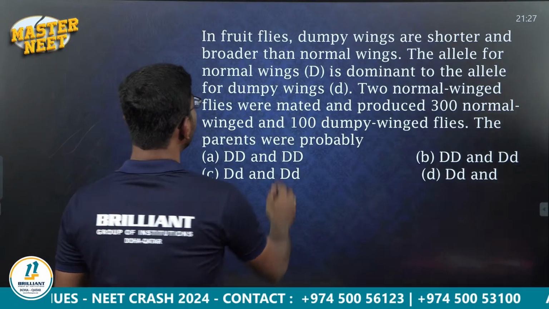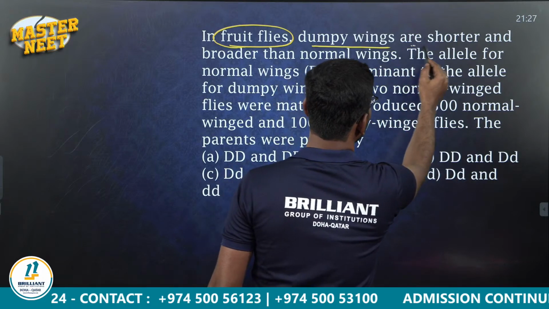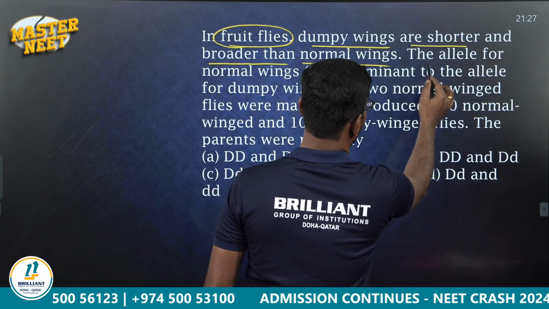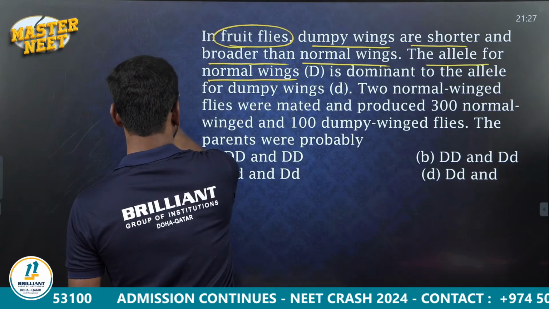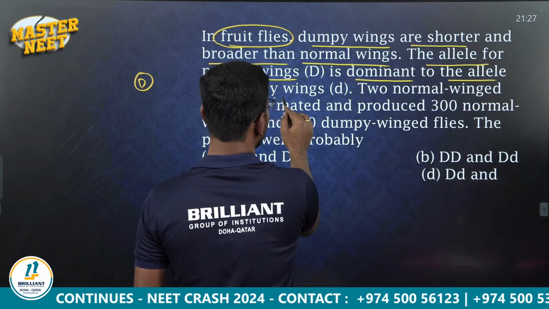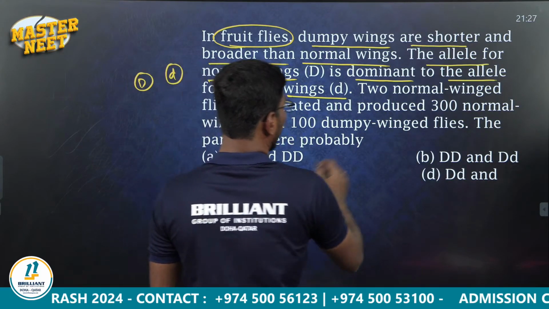Next question, sir. Now I'll take this. Look here. In fruit fly, dumpy wings are shortened and broader than normal wings. The allele for normal wing is capital D. This is a dominant one. For the dumpy wing, what is that? The allele for dumpy wing is small d. Small d is given. It is a recessive one.